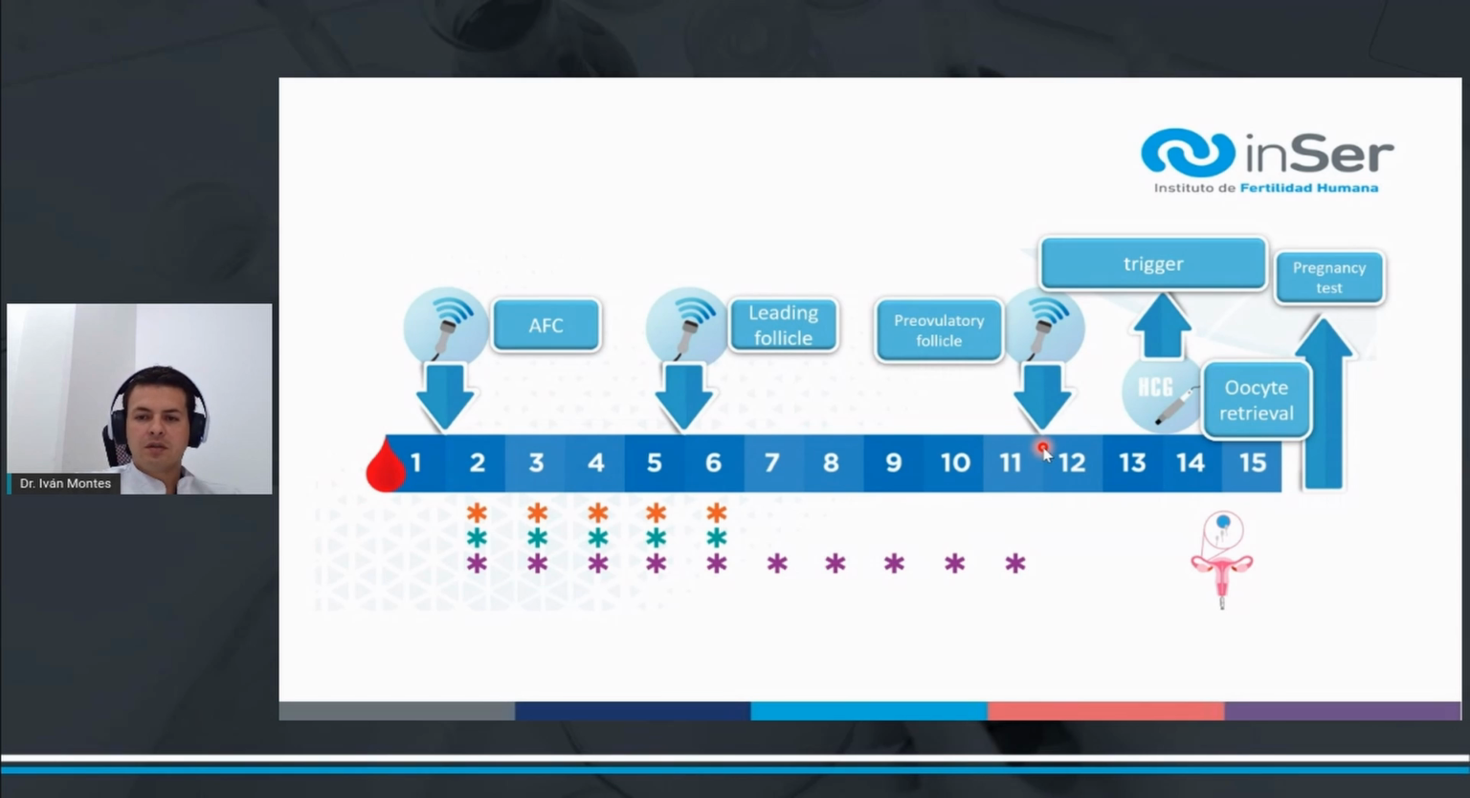And after the trigger, which in this case we do with HCG, but we can also do with an agonist of GnRH in patients at high risk of ovarian hyperstimulation syndrome, we would do it with an agonist of GnRH, and 36 hours later we would do the oocyte retrieval. And after the oocyte retrieval, 15 days after, we would do the pregnancy test.